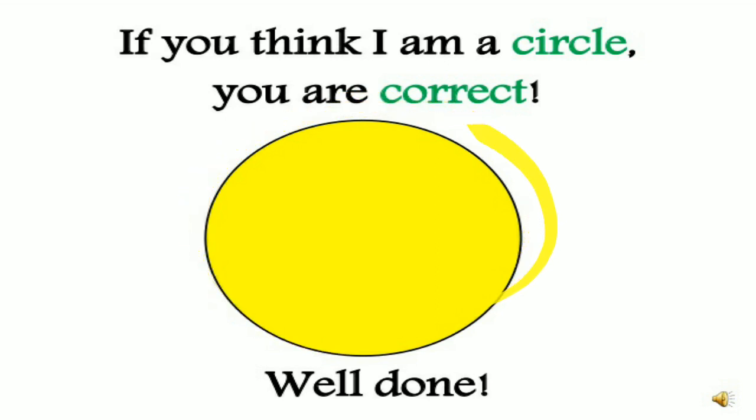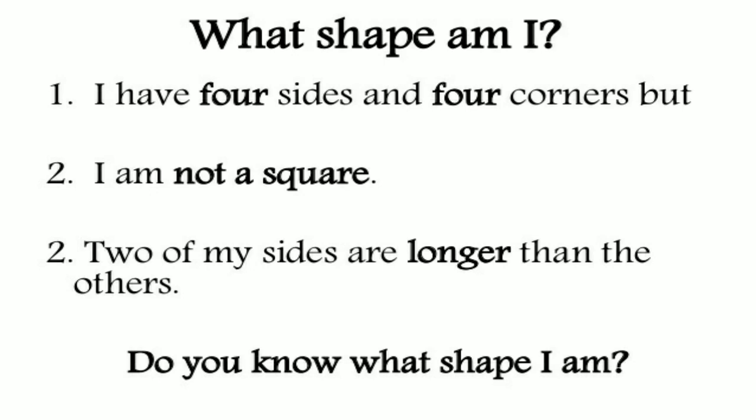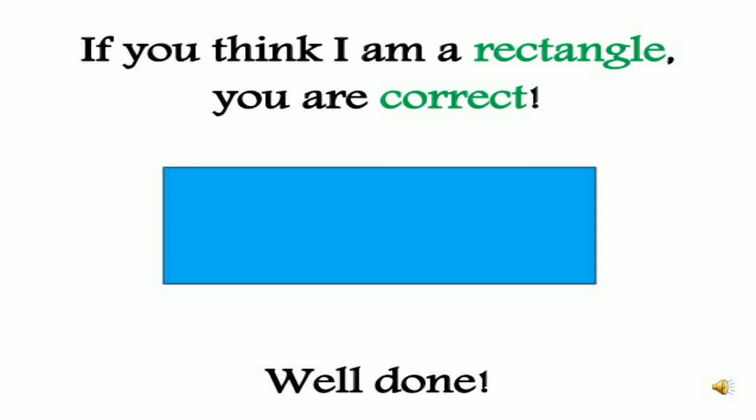Well done, students. Now we are going to learn the next shape. What shape am I? I have four sides, four corners, but I am not a square. Two of my sides are longer than the other two. Do you know what shape I am? Yes, if you think I am a rectangle, you are correct. It's a rectangle shape. Well done, students. Very good.